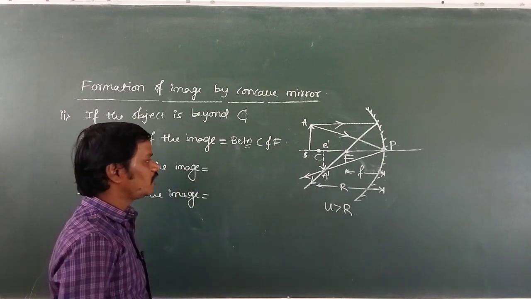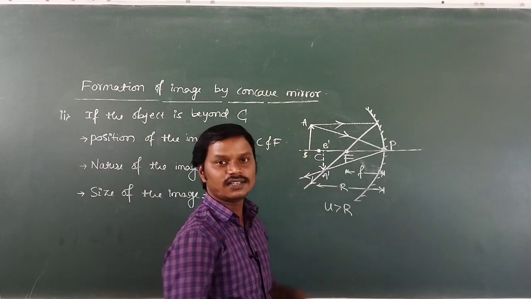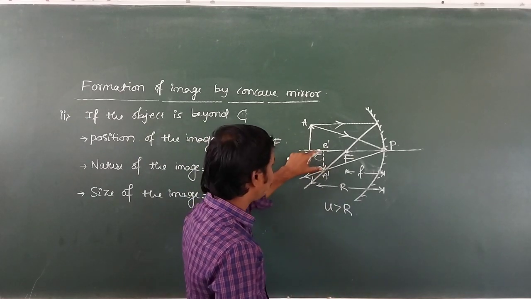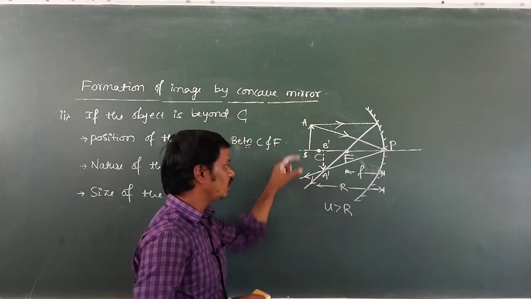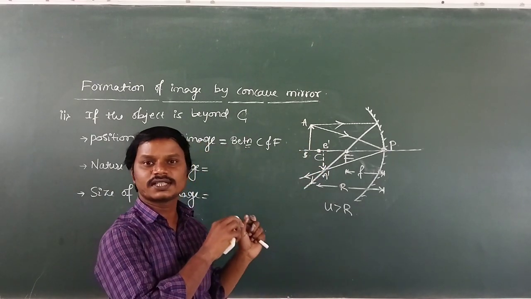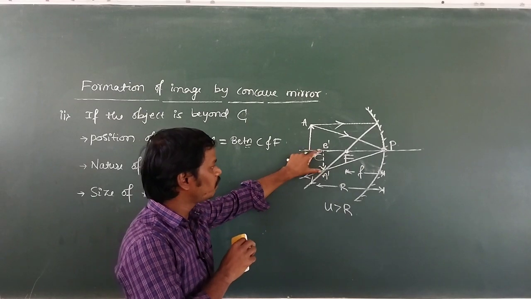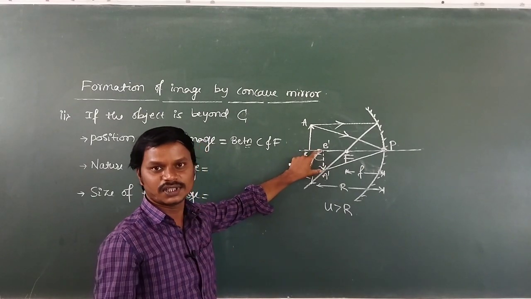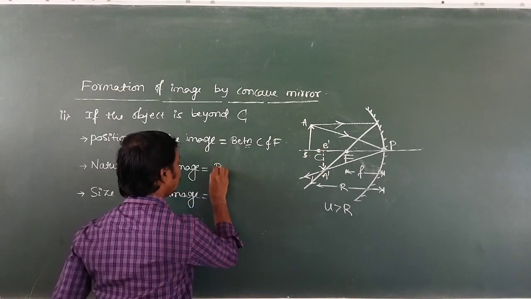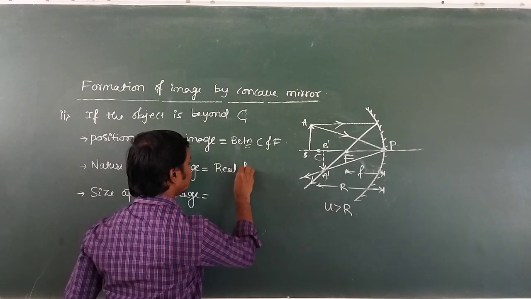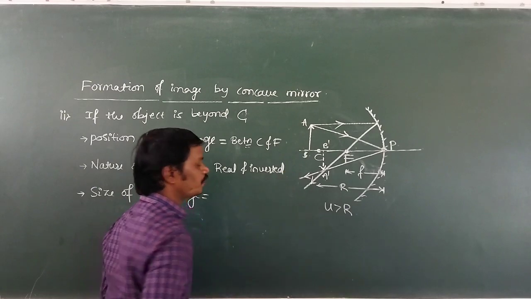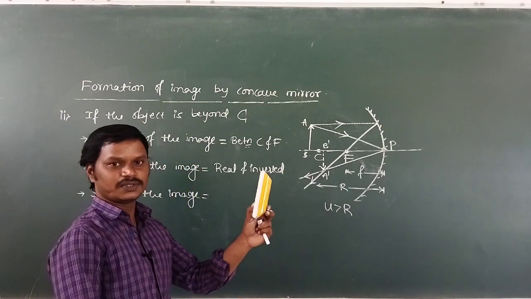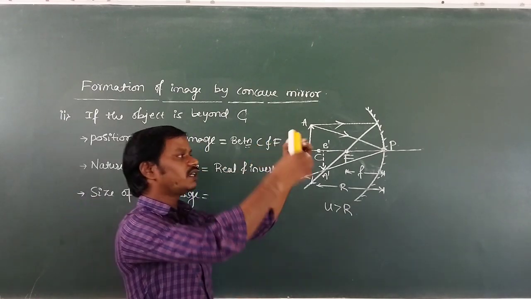And what is the nature of the image? Again it is real and inverted, because we can obtain this image on the screen, which means we can see this image on the screen. So if the image is real, then it is inverted. Real and inverted. Okay, so see here, if it is the object now, then we will get its inverted image.